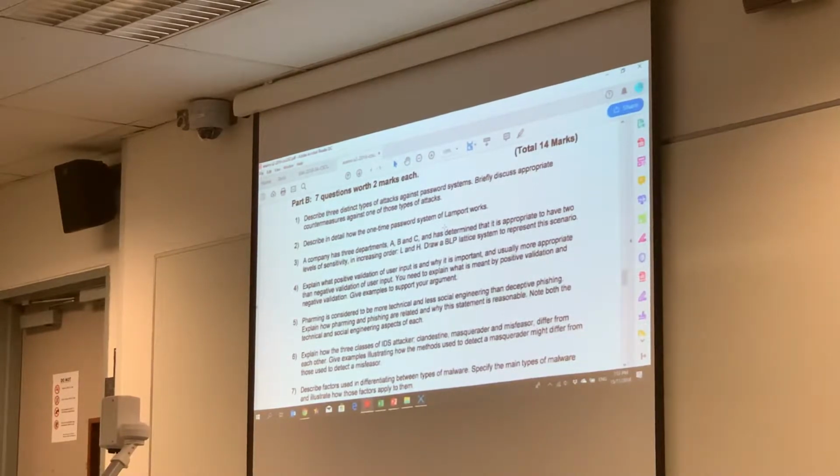At least try. Explain what positive validation of user input is and why it is important and usually more appropriate than negative validation of input. You need to explain positive validation with a negative example to support your argument. It's something to do with defensive programming. Pharming is considered to be more technical, less social engineering. This one also has a past year paper.